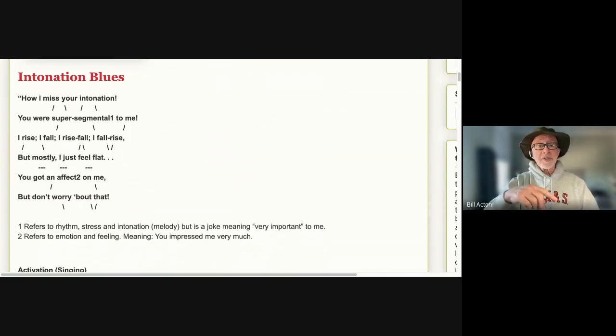How I miss your intonation. You are super segmental to me. I rise, I fall, I rise, fall, I fall, rise. Mostly I just feel flat. You have an affect on me, but don't worry about that.